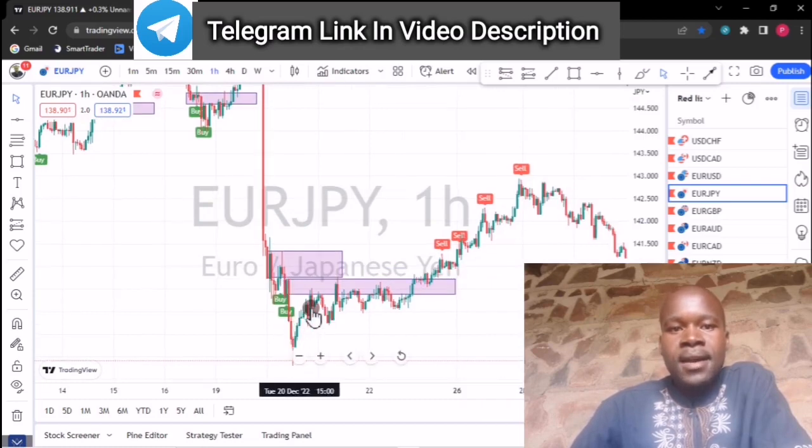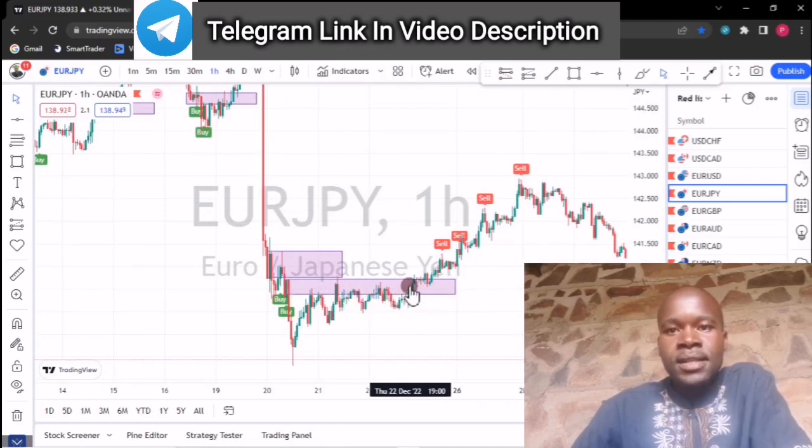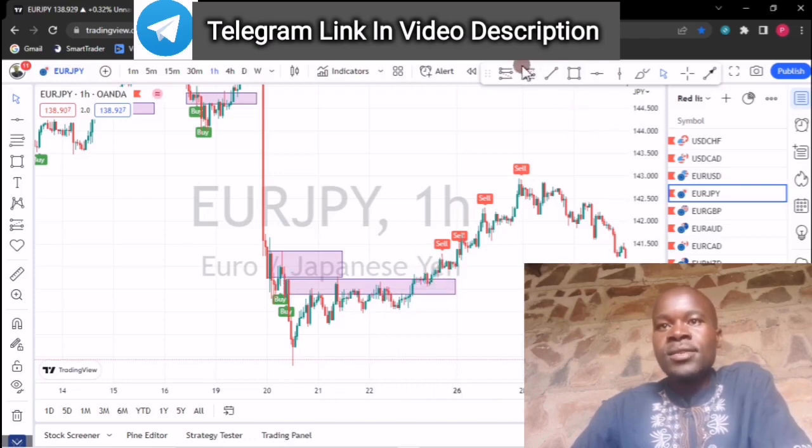Price came up, attempted crossing. You are waiting, you keep checking to see if price is closing above, and right here price closes above your key level, so you take a buy.